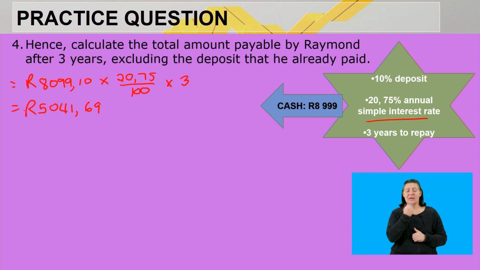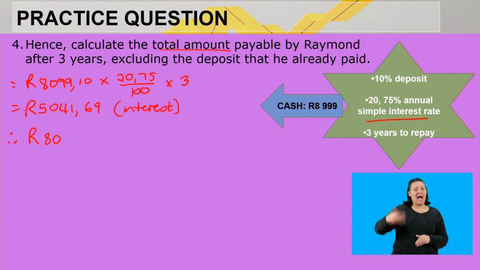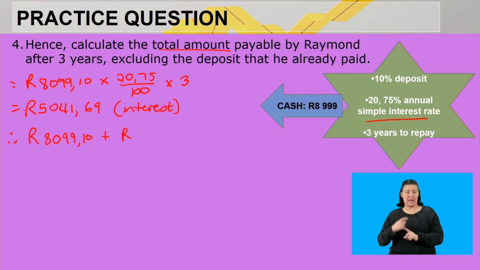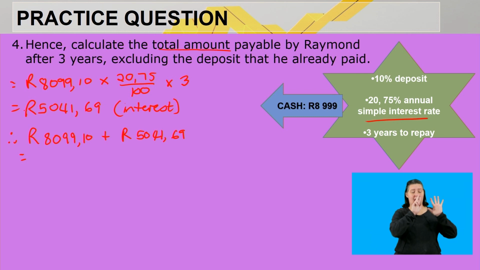Okay, now please note, this is only the interest on this hire purchase deal. We want to know what is the total amount payable. So therefore, remember, we need to take this outstanding amount, 8,099 rand and 10 cents, plus the interest of 5,041 rand and 69 cents to see what is the total amount outstanding. Okay, so I'm going to key that in, 8,099 rand and 10 cents plus the 5,041 rand and 69 cents.